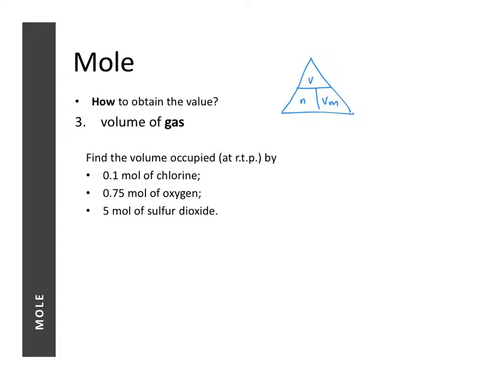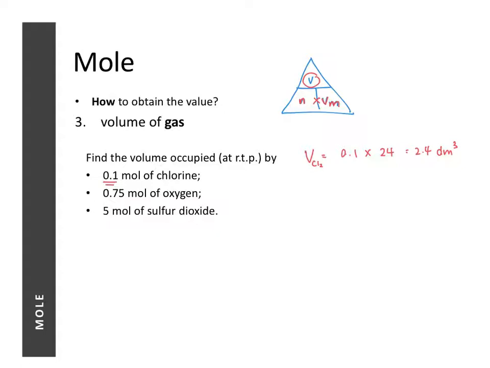Find the volume occupied by 0.1 moles of chlorine. Okay, so now I want to find volume, which is equal to number of moles times molar volume. Right, so for the first example, I'm going to take 0.1 times 24, so that will be 2.4 dm³. That's the volume of chlorine.